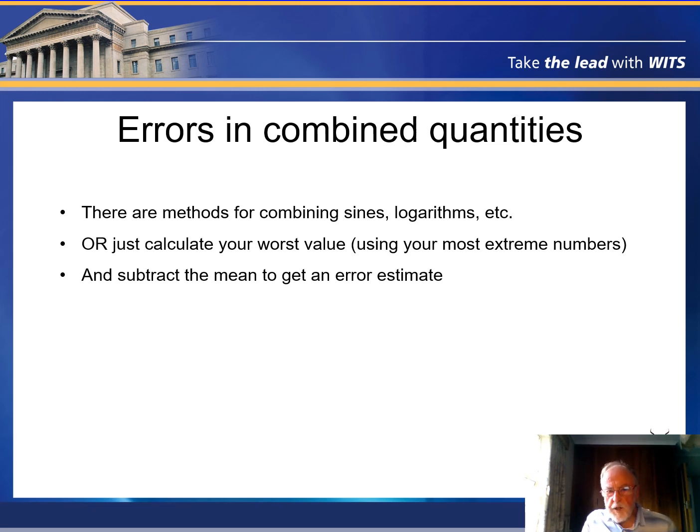What to do if you've got funny functions in your calculations? Well, there are methods, and you'll find them in statistical textbooks, methods for combining sines, logarithms, and other funny functions. And you may have to look them up if you need them. But a rough and quick way, and quite a reasonable way, is just calculate your worst value using your most extreme numbers. Use perhaps your biggest values in the numerator and your smallest values in the denominator, so that you'll get the most extreme result of your calculation, and subtract the mean to get an error estimate. You'll get a very big one, but it's better than nothing.